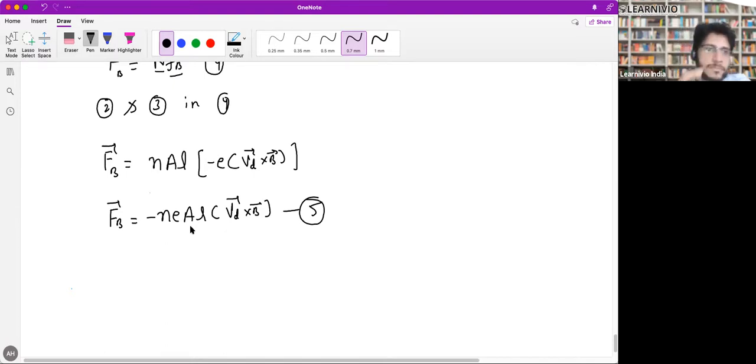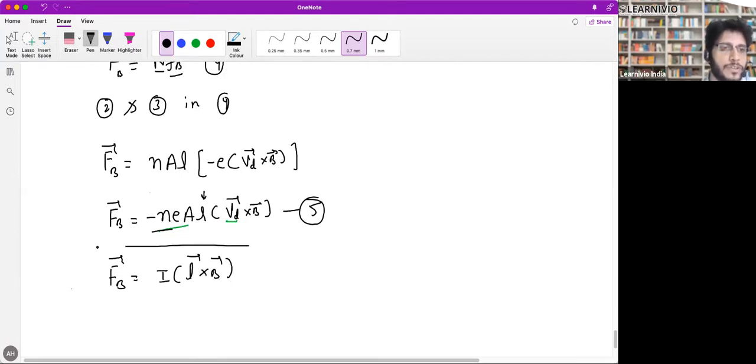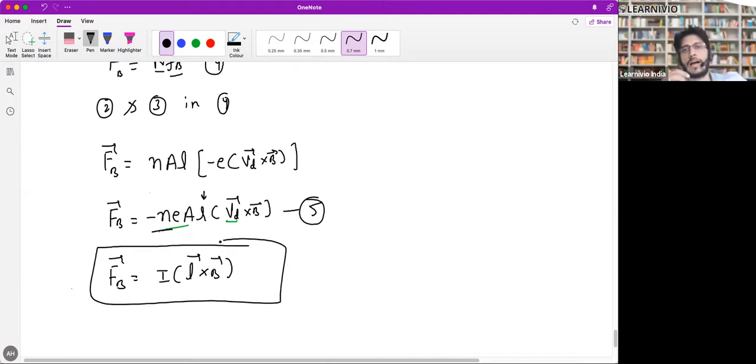nEA and drift velocity. Very good. So this nEA and drift velocity will combine and form current. Even the negative sign will get absorbed into the current I. We are left with just L, so we write this as L cross B. This is the force on a current carrying conductor, I L cross B.